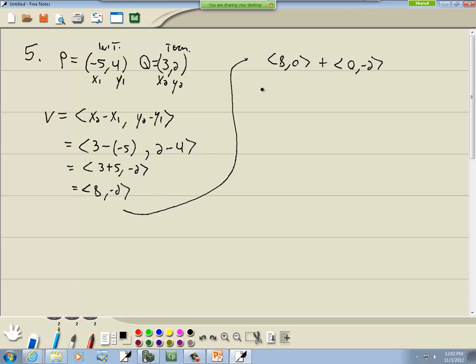Now I can also factor out a number. So I can factor out an 8 here. And here I can factor out a negative 2.